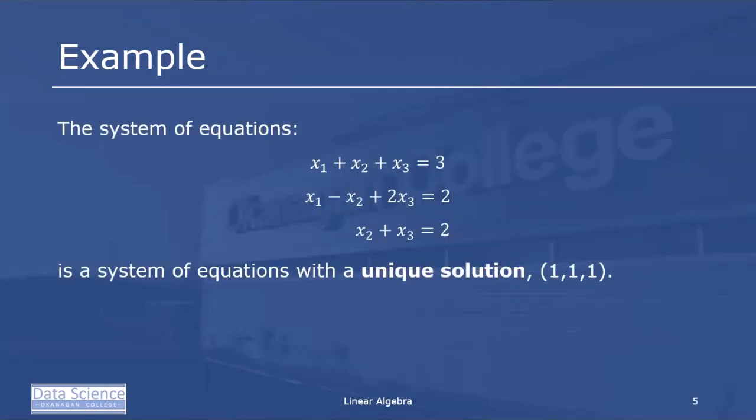As an example, consider the system of equations x1 plus x2 plus x3 equals 3, x1 minus x2 plus 2x3 equals 2, and x2 plus x3 equals 2. This system has a single solution, 1, 1, 1. Because it has only that one solution, we call the solution unique.